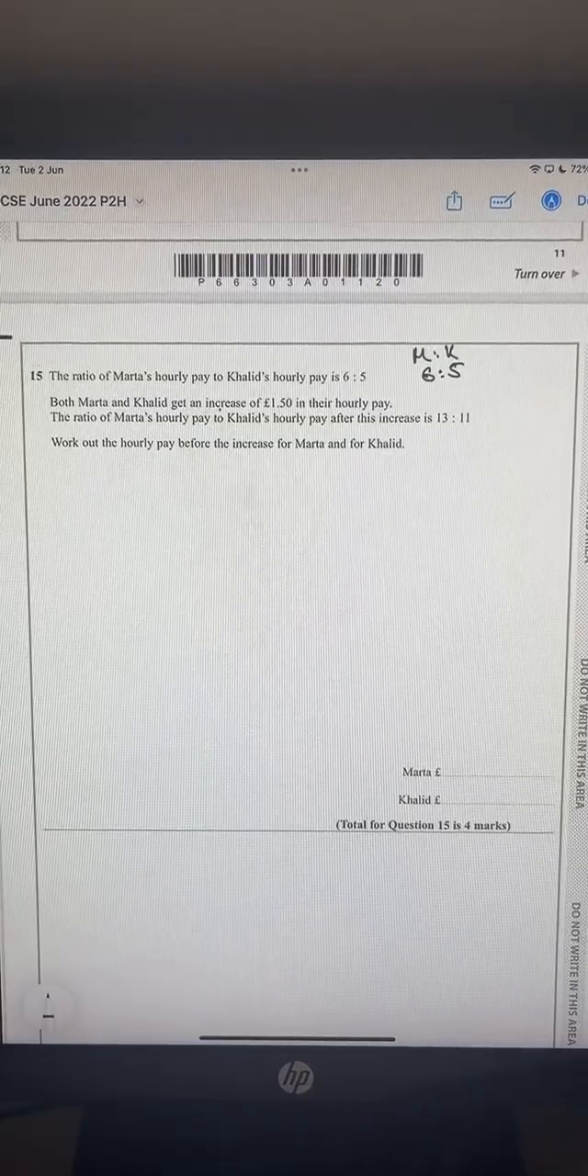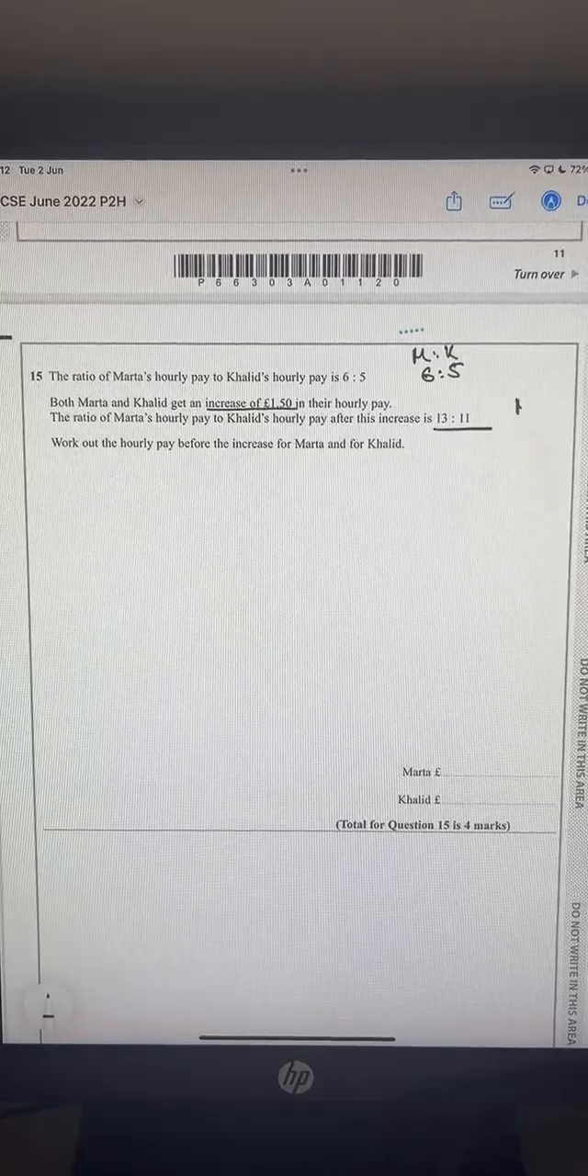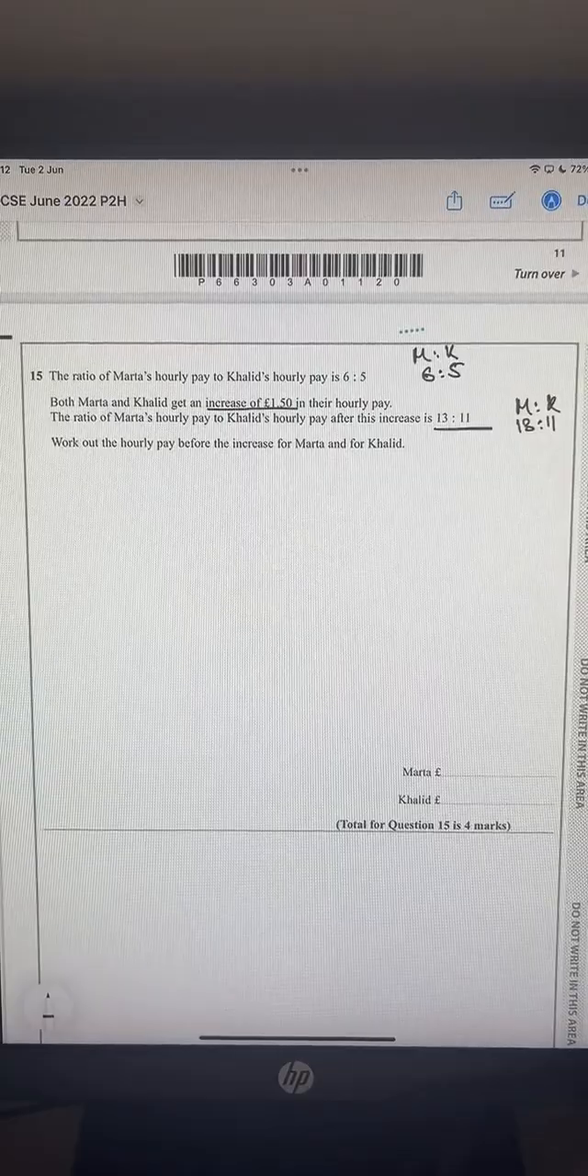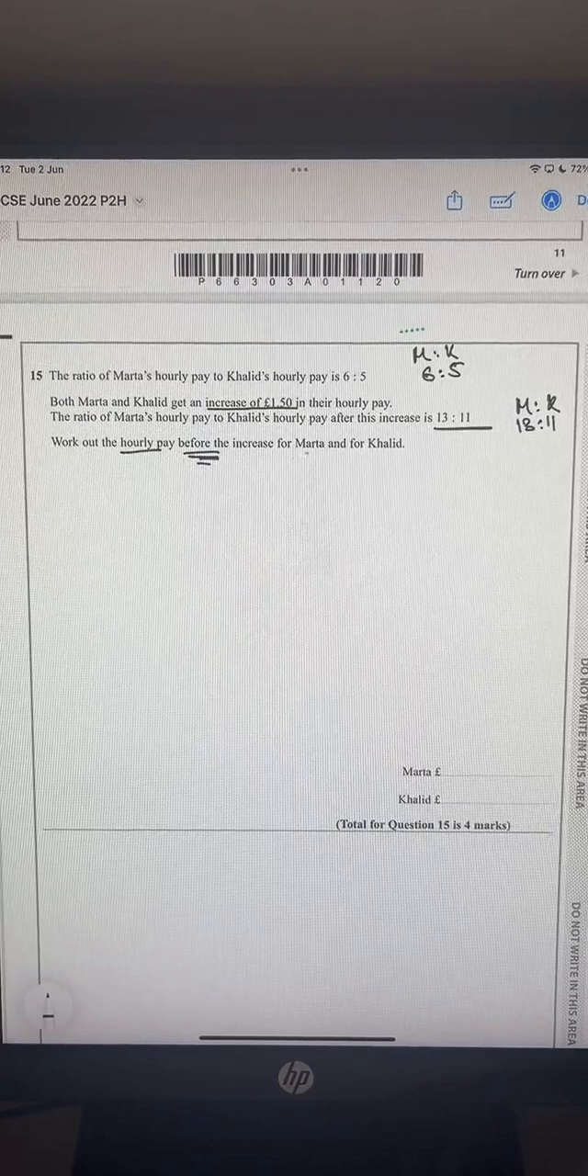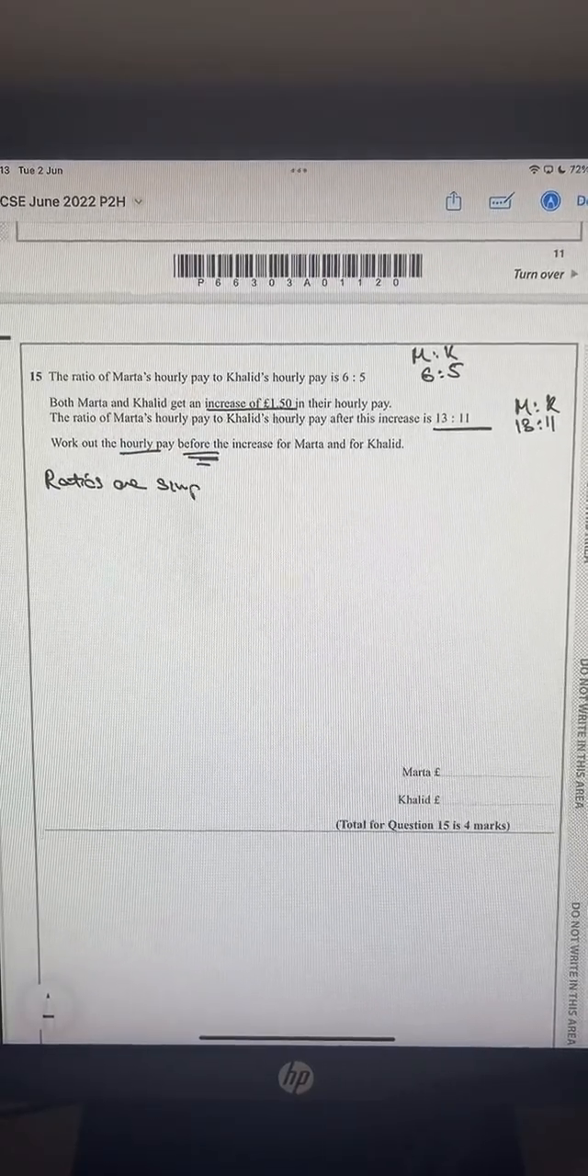Both Martha and Khalid get an increase of £1.50 in their hourly pay. The ratio of Martha's hourly pay to Khalid's after this increase is 13 to 11. So M to K is now 13 to 11. Makes sense that Martha still has a higher proportion of that ratio to Khalid because she started off higher. Work out the hourly pay before the increase for both Martha and Khalid. So the main thing you need to remember about ratios, and I'm going to write this down, is ratios are simplified or can be simplified.